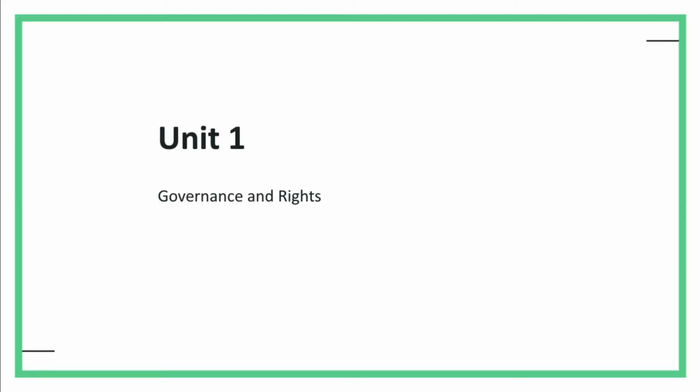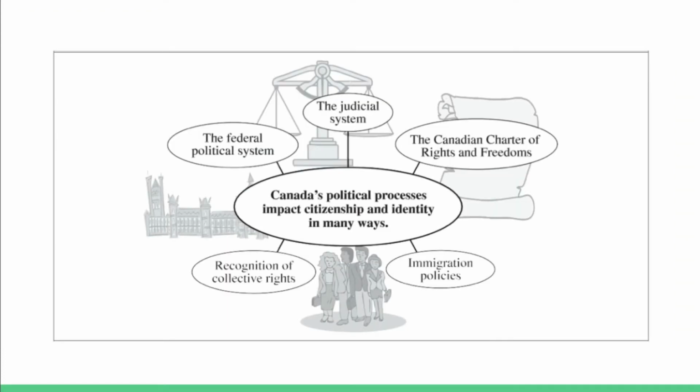Unit 1 was all about governance and rights. And we can take a look here. We've got the federal political system. That was Chapter 1. Chapter 2 was our judicial system. 3 was our Charter of Rights and Freedoms. The recognition of collective rights was Chapter 4. And we ended Unit 1 with immigration policies.